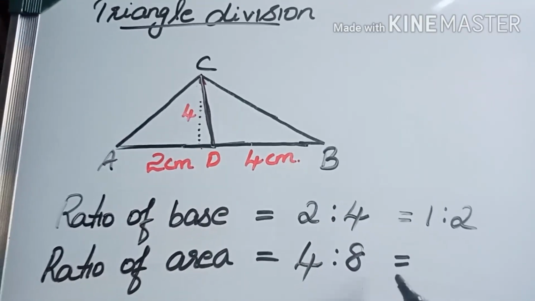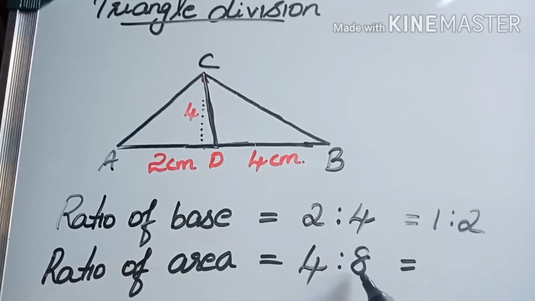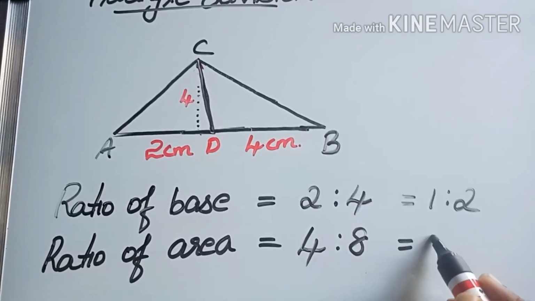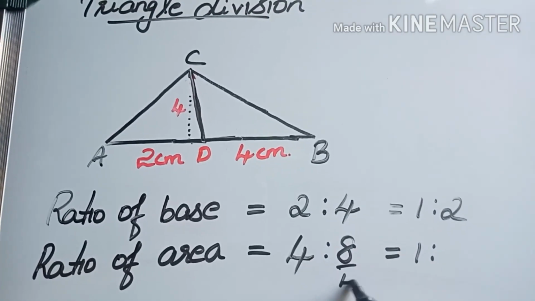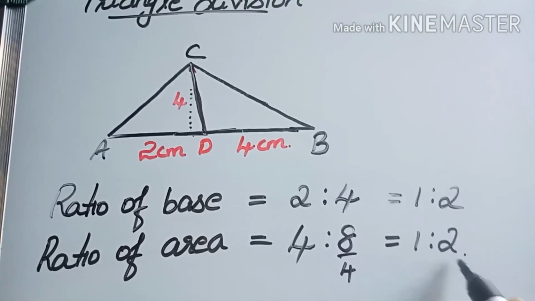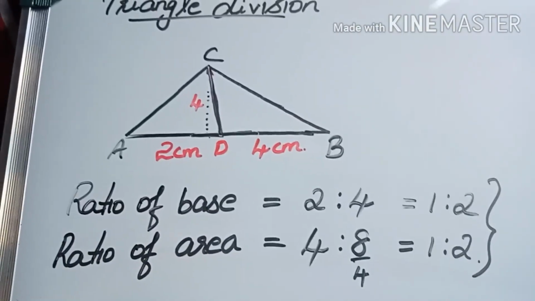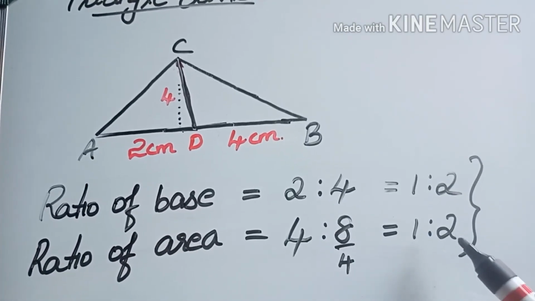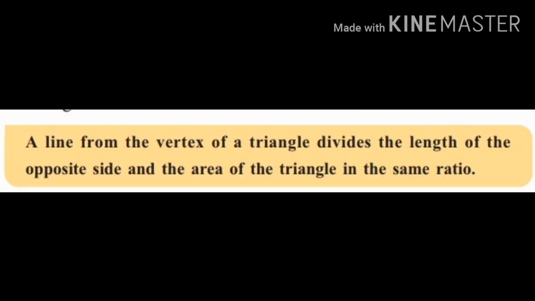This also we have to simplify. Here 4 and 8 are both multiples of 4, so we can divide with 4. 4 by 4 is 1, and 8 by 4 is 2. So 1 is to 2. Here also we got the same ratio. The ratio of base and ratio of area are the same. So our concept is: a line from the vertex of a triangle divides the length of the opposite side and the area of the triangle in the same ratio. We can take any vertex; out of the 3 vertices, we can take any vertex.